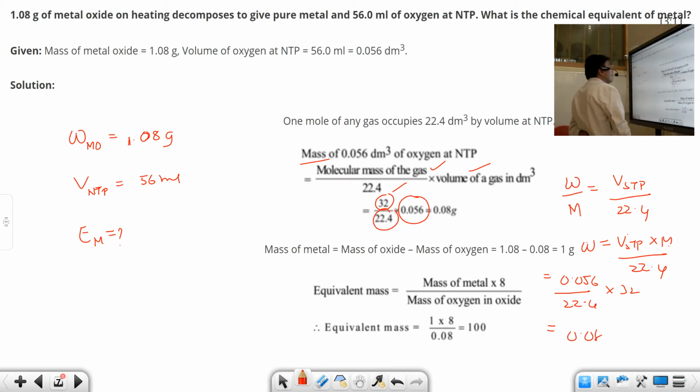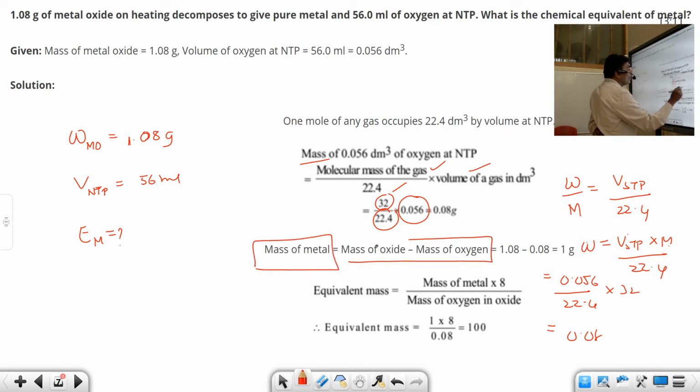So students, here what you got is the mass of oxygen. Now the mass of the metal is equal to mass of oxide minus mass of oxygen. So you get 1 gram. Now finished. Now here try to understand, students.